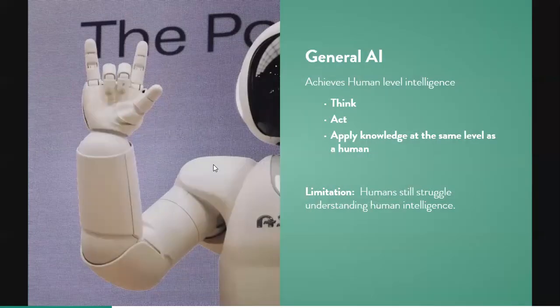So let's move to the general AI. General AI is like step two, AI 2.0, where we've gotten the technology to a human intelligence level, right? The machine, the computer, is able to think like a human being, act like a human being, and apply knowledge at the same level as a human being, right? So we've made it to a level where it's essentially another artificial human being, right?